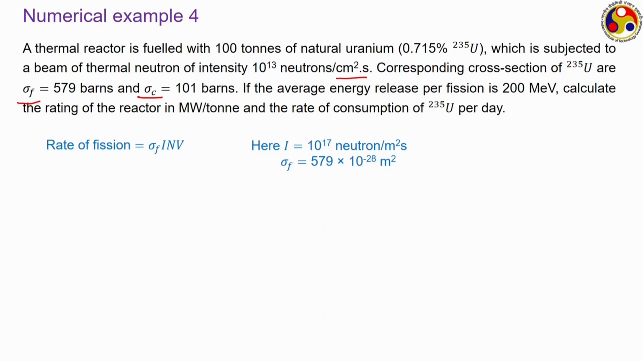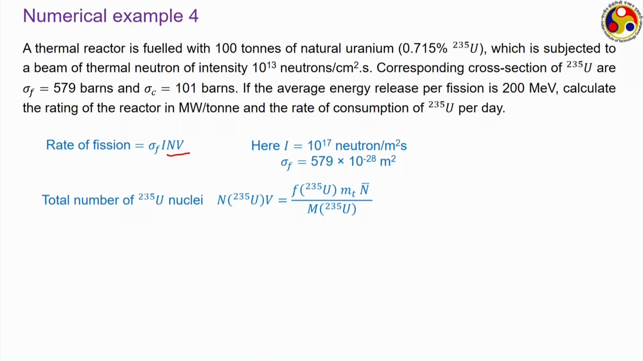Similarly, the cross section is given in barns, and we know that one barn is 10 to the power minus 28 meter square. So, accordingly sigma f is 579 into 10 to the power minus 28 meter square. But we have to calculate this n into V, which is the total number of uranium 235 nuclei that is present in this particular reactor, where we have 100 tons of total natural uranium fuel.